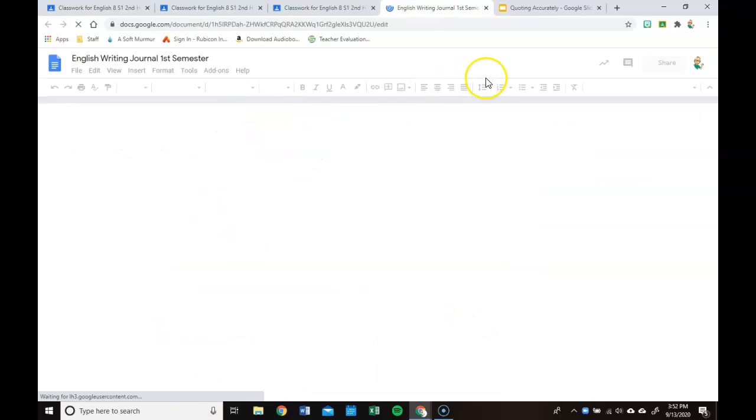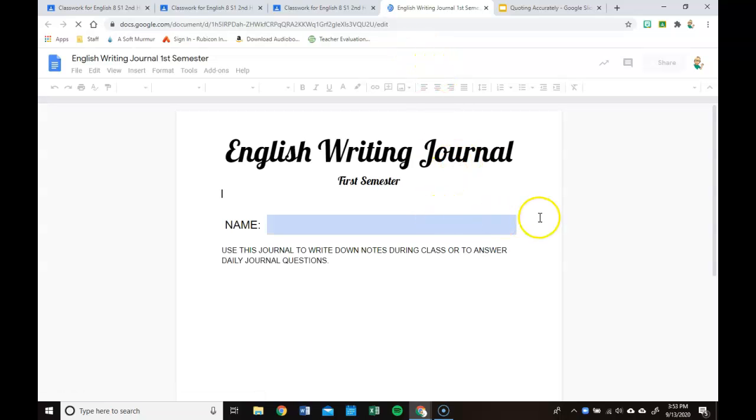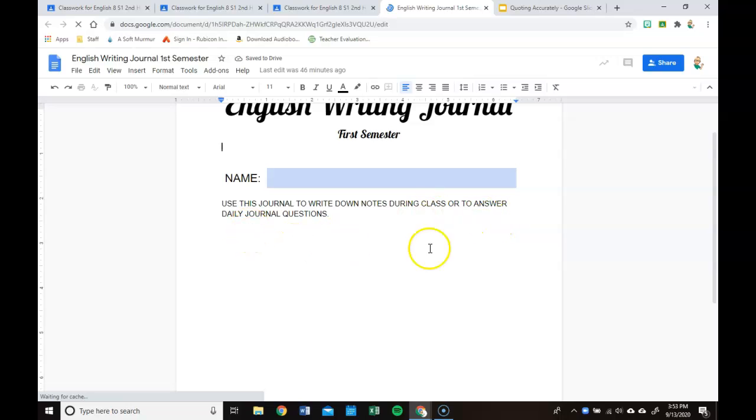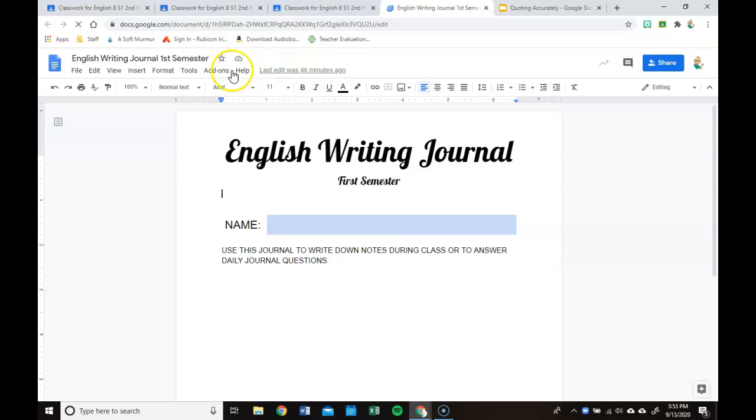The writing journal, we're going to use this on Tuesday when we're live streaming. And basically, this is a journal you're going to use to write down notes during class or to answer daily journal questions. So you simply put your name in here. And the beautiful thing about Google Docs is that it saves automatically, and it puts itself in a folder that's easy to find. And I'm going to teach you guys how to find that folder. Okay? So there's a bunch of stuff here to kind of read over and digest.